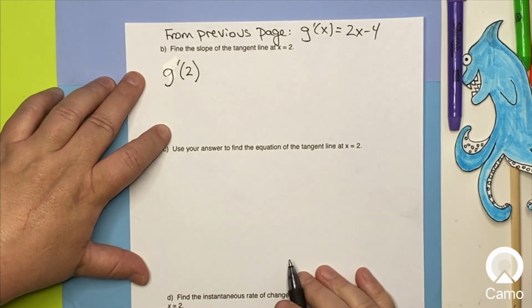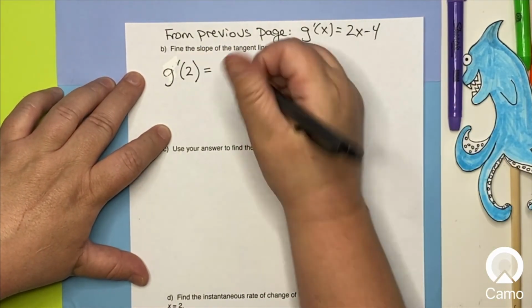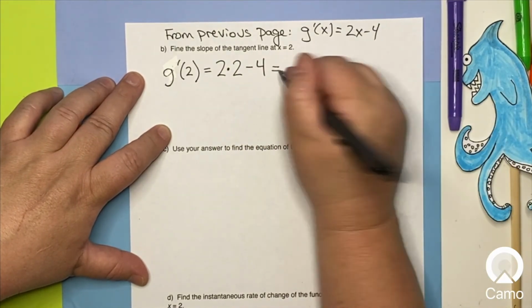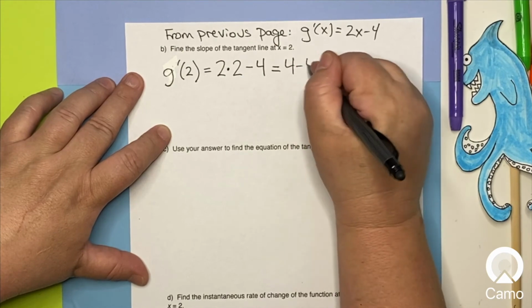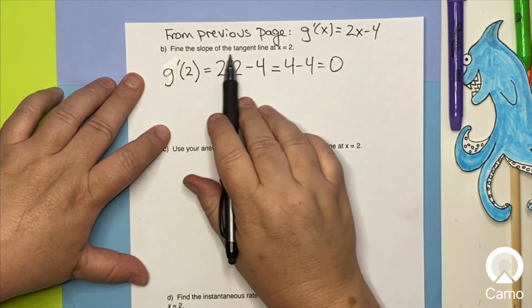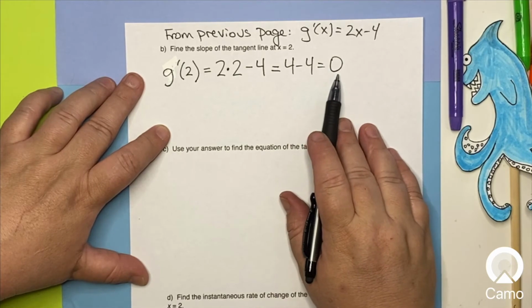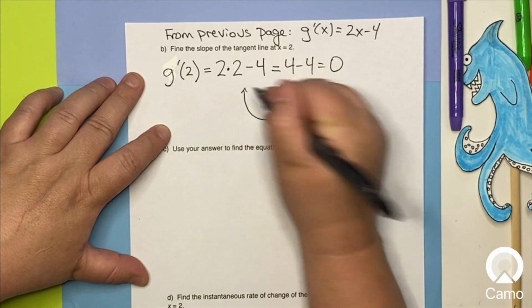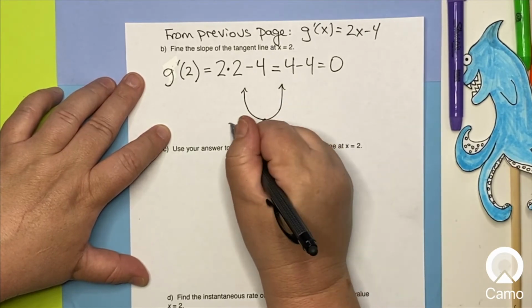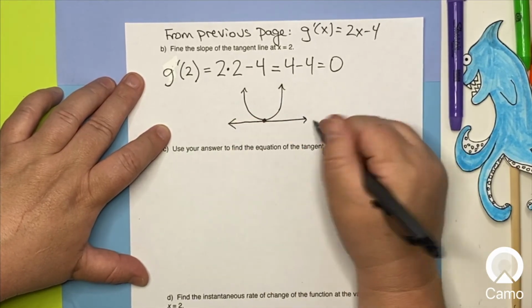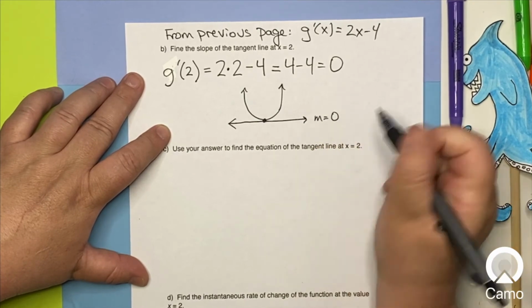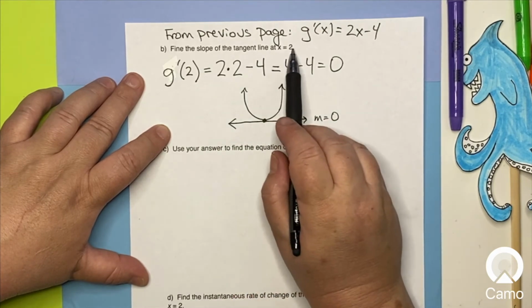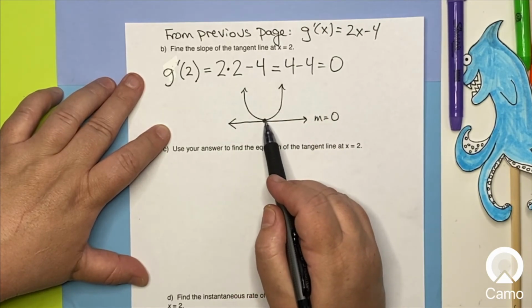G prime of 2 is 2 times 2 minus 4, is 4 minus 4, is 0. So the slope of the tangent line at x equals 2 is 0. So where is that? That is where the tangent line is totally horizontal. So we now know that when x equals 2, we're at the vertex.